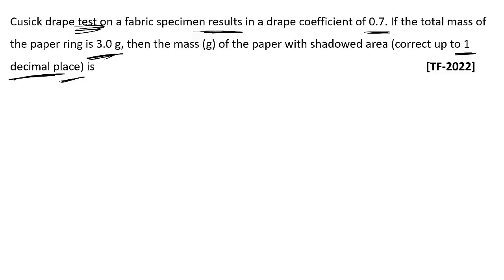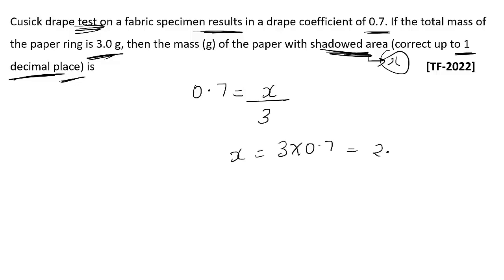So if you know the formula of drape coefficient, then drape coefficient will be equal to mass of the shadowed area of paper upon total mass of paper. The drape coefficient is given as 0.7, and let the mass of the shadowed area be x. So this comes out to be x over the total mass of the paper, which is 3. So x is equal to 3 into 0.7, that comes out to be 2.1, and it is also asked in 1 decimal place, so it is the answer.